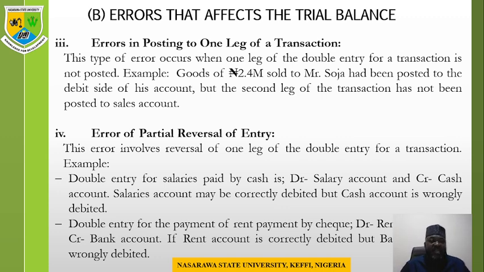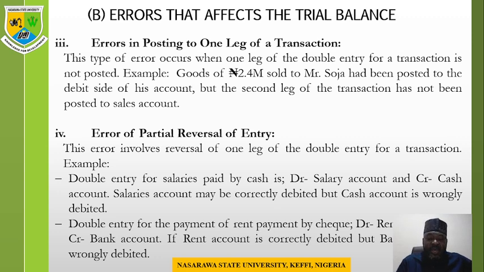The next category is error of partial reversal of entry. Now we said it normally involves reversal of one leg of the double entry for a particular transaction. Example, the double entry for salaries paid by cash normally requires that you debit salary account and you credit cash account. Now, if salary account has been debited correctly, and in error, cash account is debited. That means you end up having debit instead of debit credit, because double entry says if you have debit, you should have credit for each transaction.